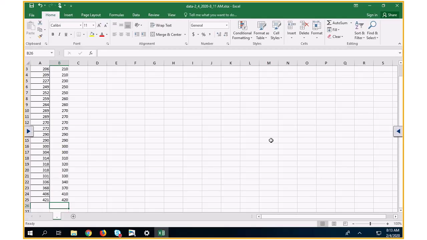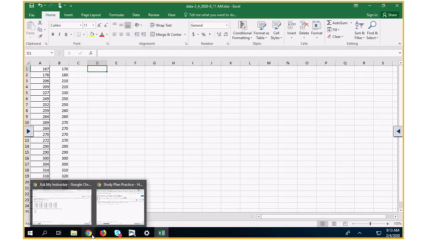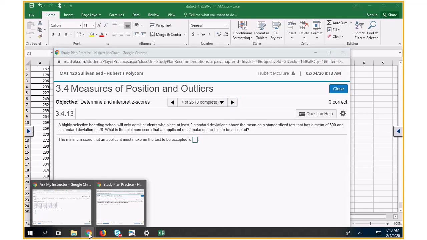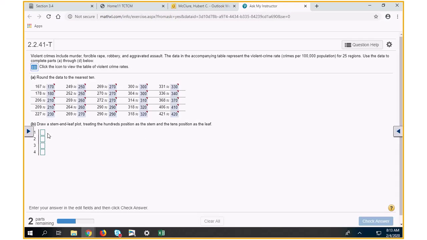Now they want us to make a box, a dot plot, or I don't care, stem and leaf plot, I think. So your lowest number is 170, right? So they probably want you to put it in terms of hundreds. Oh, but let's see what they want. I didn't read the directions. Hold on, let me go back. There it is. Draw a stem and leaf plot, treating the hundreds position as the stem and tens position as the leaf.